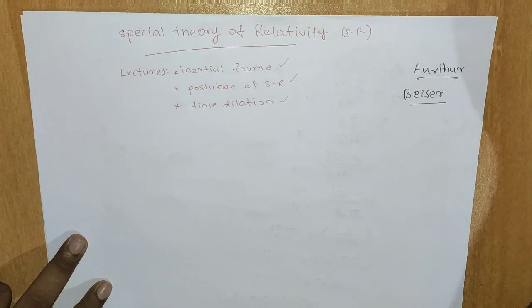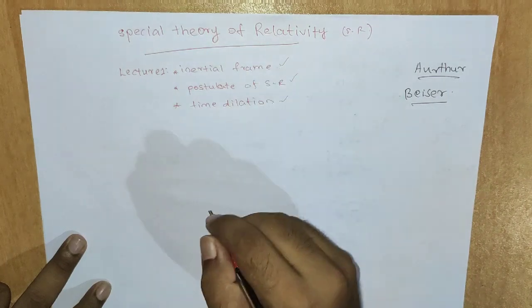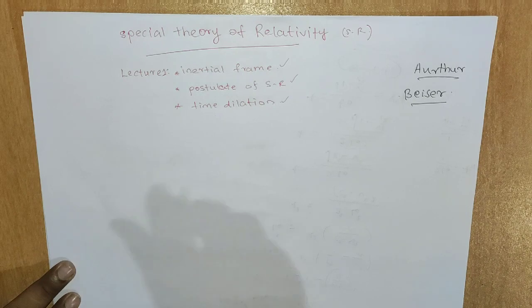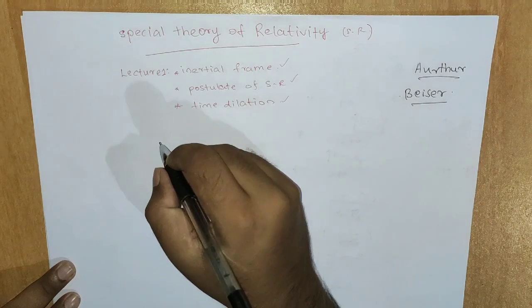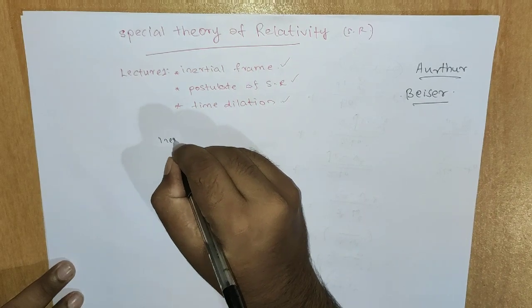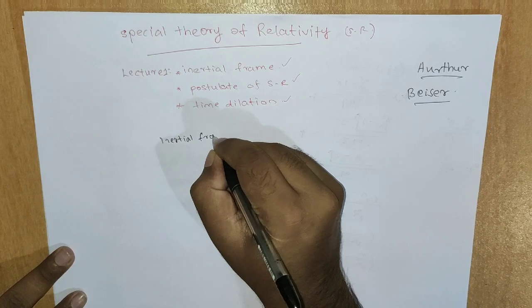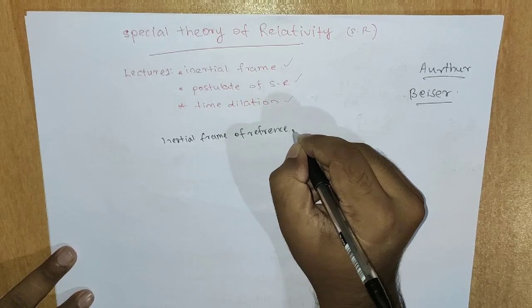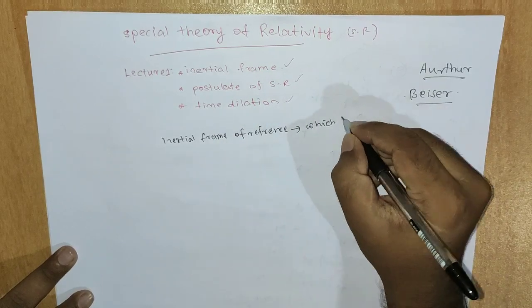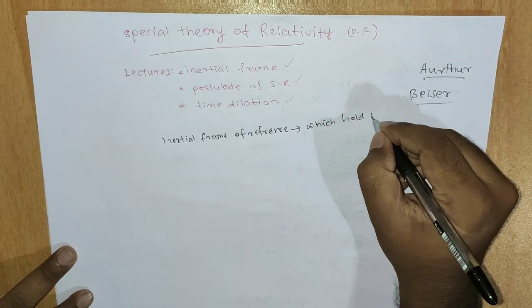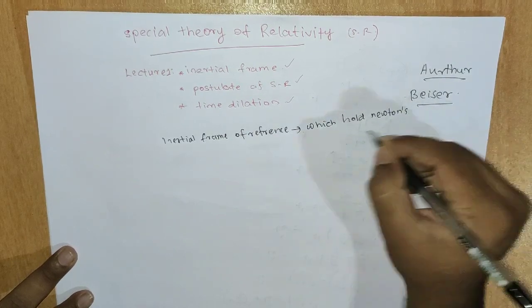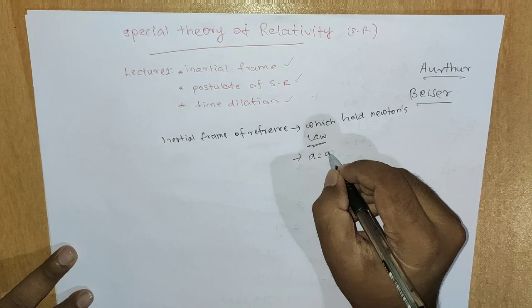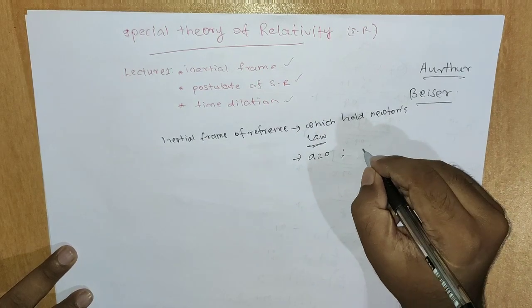First thing is inertial frame of reference. Inertial frame of reference means a frame of reference which holds Newton's law, specifically the first law of Newton, law of inertia. So, inertial frame of reference, which holds Newton's law. And their acceleration must be zero, meaning they are moving with constant velocity.